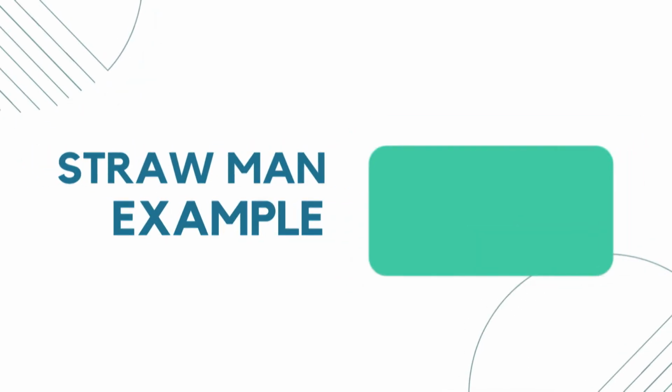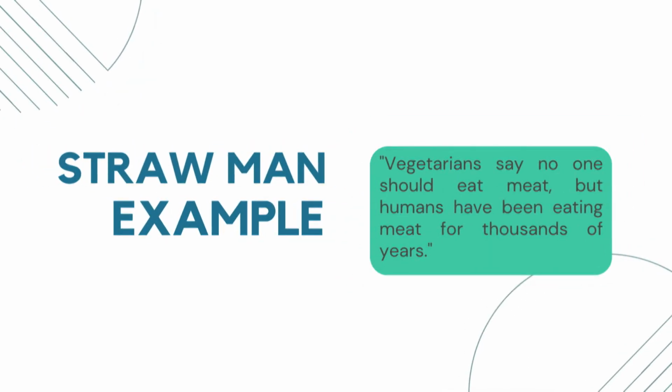Straw man example: Vegetarians say no one should eat meat, but humans have been eating meat for thousands of years. But in a real case, in debates over environmental policies, opponents might create a straw man argument by suggesting that proponents want to ban all modern conveniences, which is rarely the case. This distorts the original argument and hinders constructive debate.